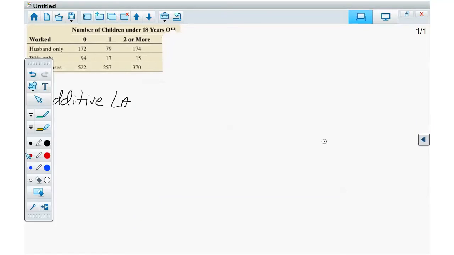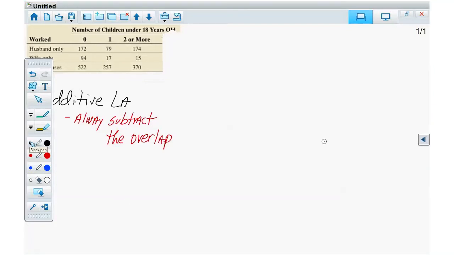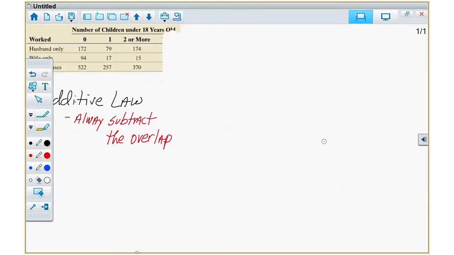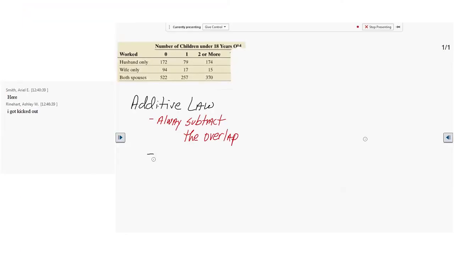And that is always subtract the overlap. Now, if you got highlighters, you need to get them out because this is where we use our highlighters. If you've got crayons, use crayons, colored pens, that's fine. You also need to worry about the word "or."